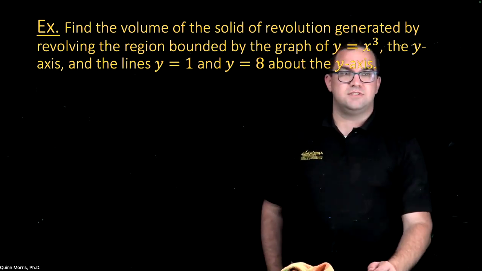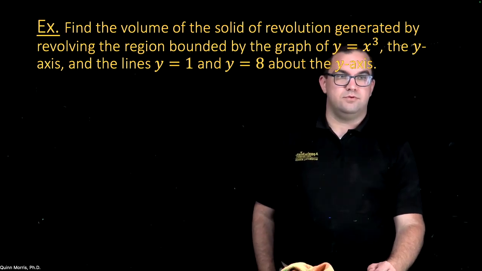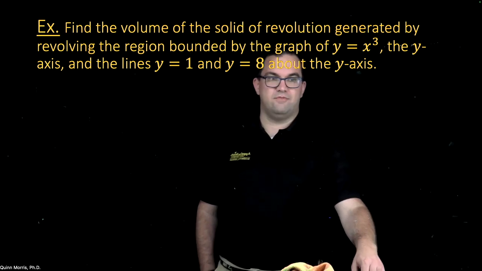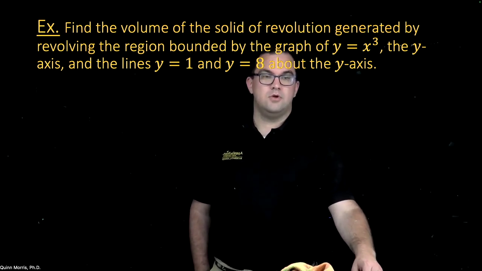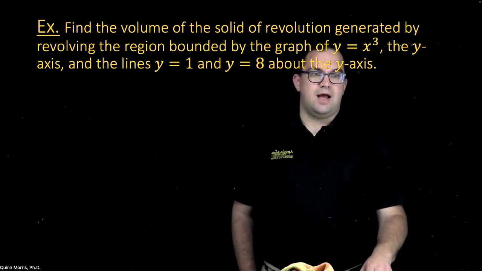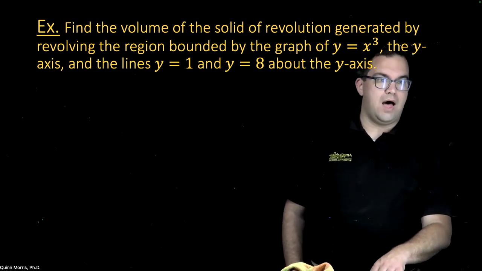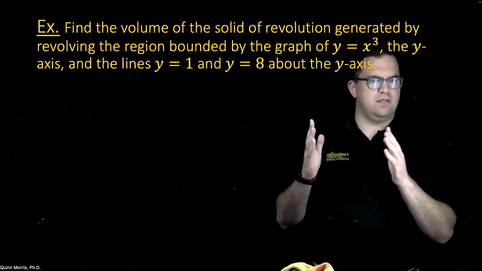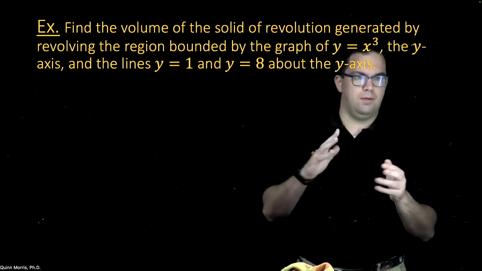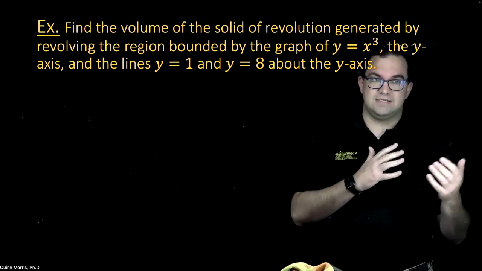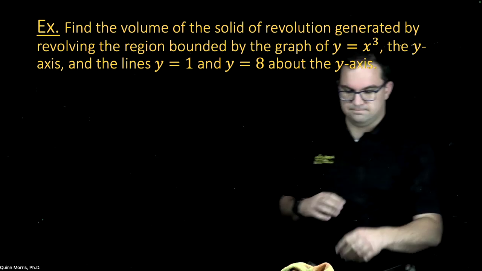Imagine you're now asked to find the volume of the solid of revolution generated by revolving the region bounded by the graph of y equals x cubed, the y-axis, and the lines y equals 1 and y equals 8 about the y-axis. So a lot of this may look similar to the previous problem, but as we'll see, the geometry of everything changes as we change our axis of revolution and some of the bounds.